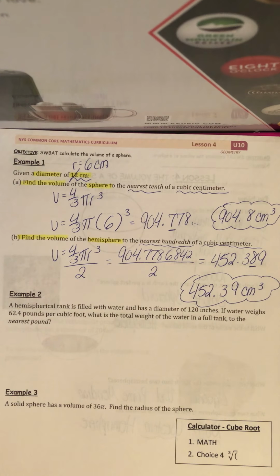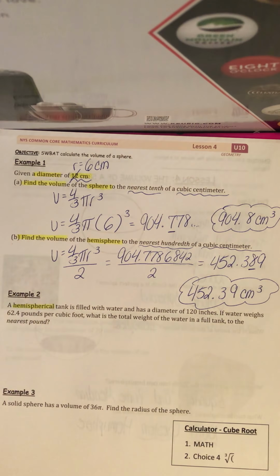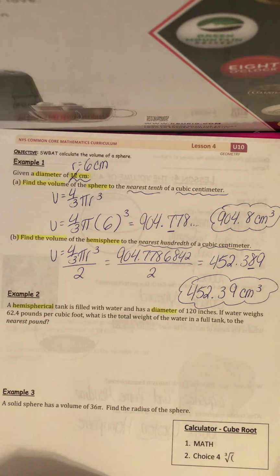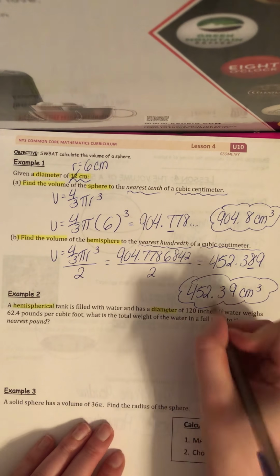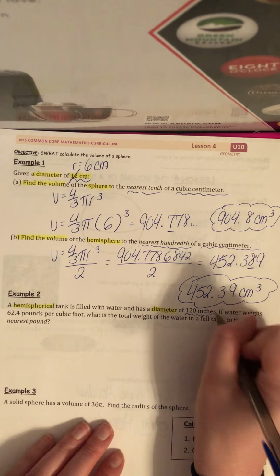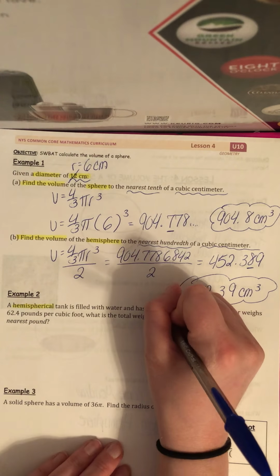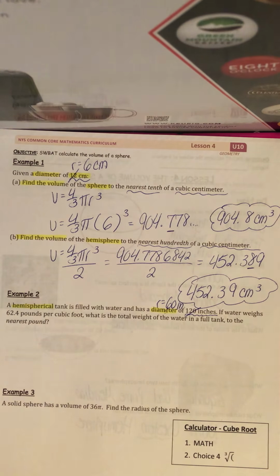Number 2. Okay, so it says a hemispherical tank, so I'm going to highlight that because it's the shape I'm dealing with, is filled with water and it has a diameter. So I'm going to highlight that again because it's a vocab word, but we never use diameter. We always use radius. So the diameter was 120 inches. Cross it out. That means that the radius will be 60 inches. It's going to be half.